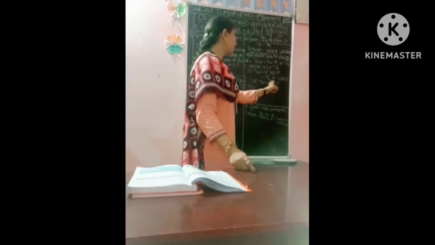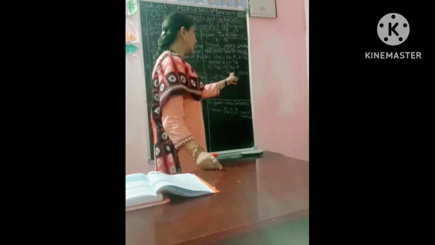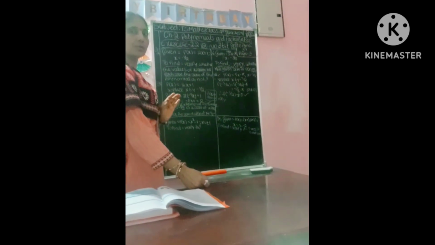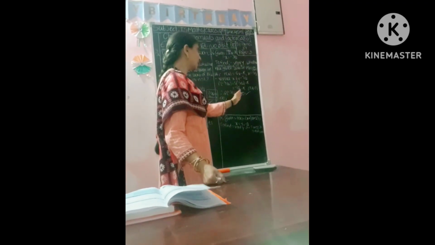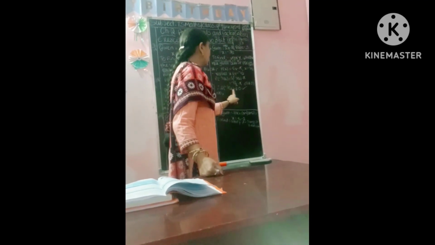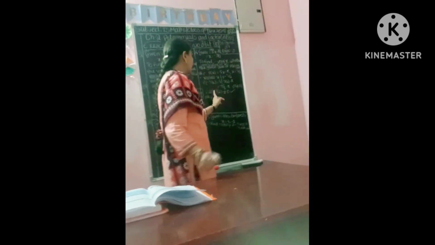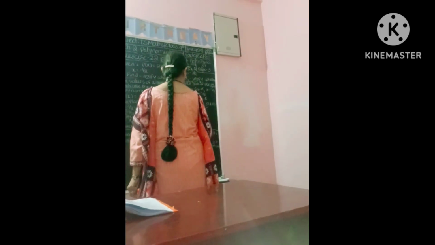Even if the value is 3.14 or 22 by 7, substituting it also gives a value not equal to 0. Something is there in the resulting answer, so that's why it's not equal to 0. So the given polynomial is not 0. The final answer is not equal to 0. Is the given value a 0 of the polynomial or not? No.